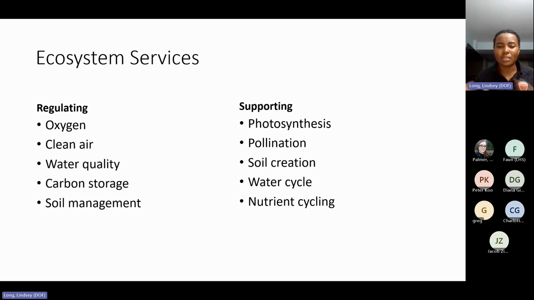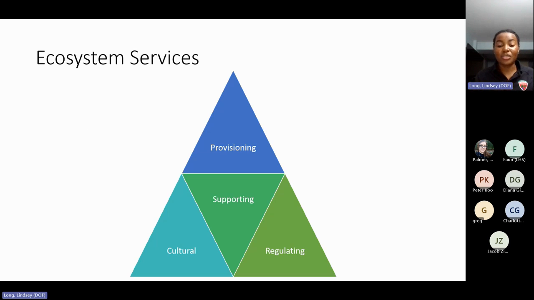Hopefully that made sense. I can explain that in different ways if I try. But those are our 4 main ones. So you'll see how supporting's in the middle. I think that's a good way to think about it because it just supports all of the other services that the forest provides to us.